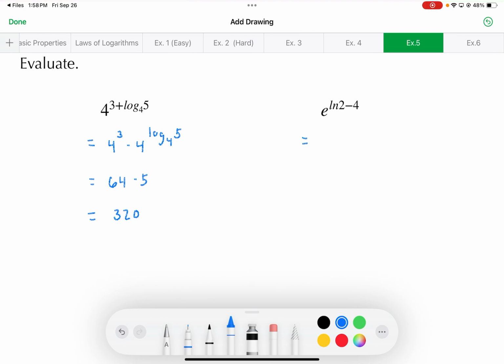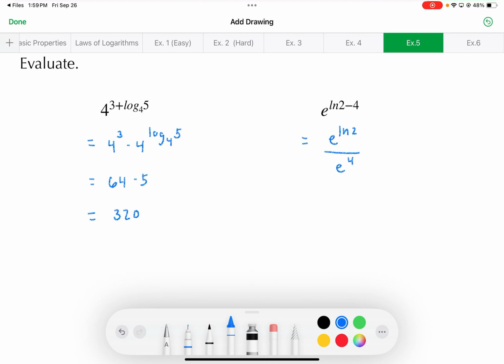Okay, so similar process on the next one. How could I rewrite e to the power natural log 2 minus 4? Using maybe some properties of exponents. e to the natural log 2 over e to the 4. Like that? Yeah. Perfect. Okay, so I got to use quotient here because there's subtraction within the exponent, right?